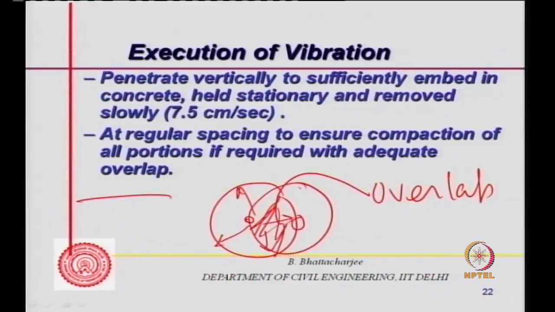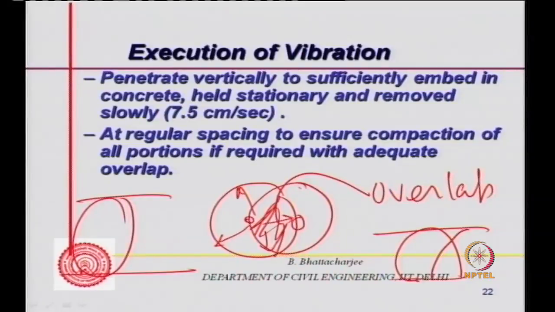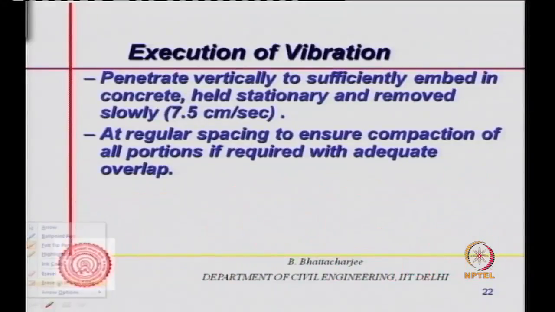In other words, if I have sections like this, where one circle covers it, or a thinner section, it covers maybe something like this. The next one should be something like this, and so on, so that the overlap is here. The next one should be something like this. So there should be sufficient overlap, that's the idea. No portion should be left blank.